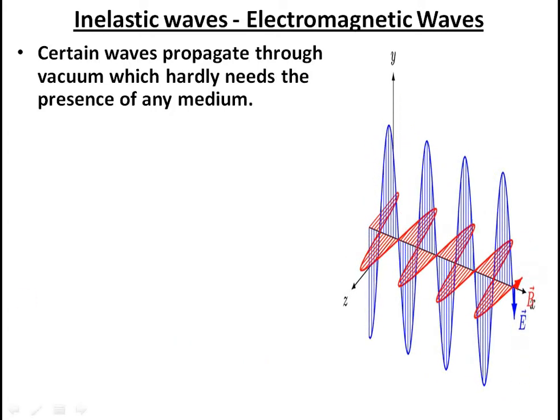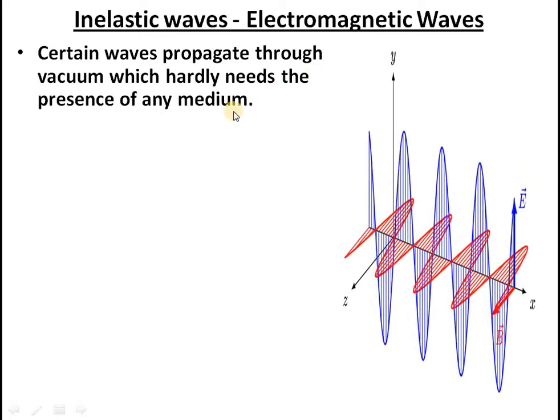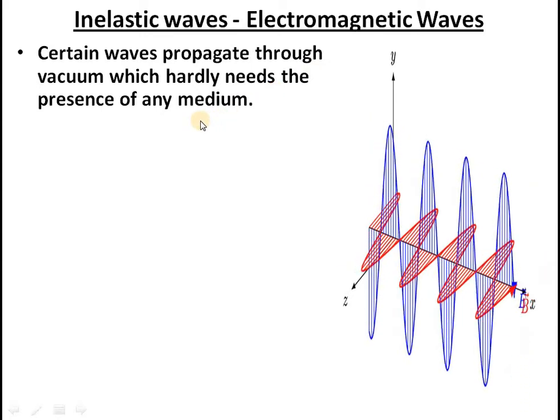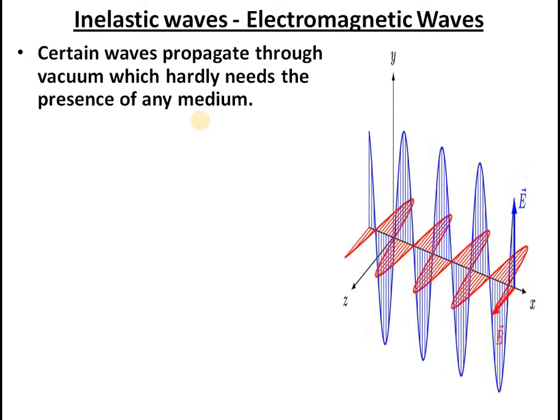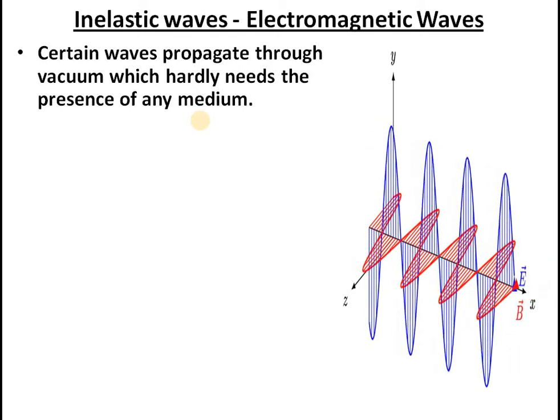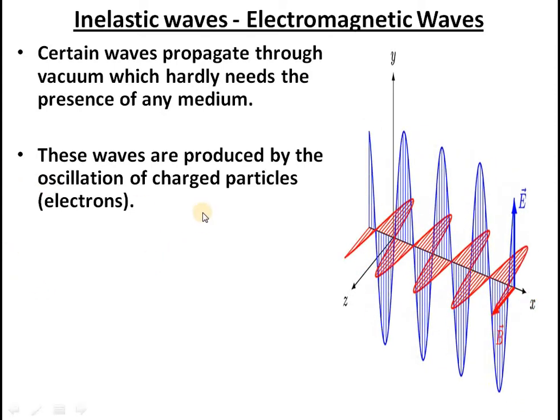So we say that such waves do not need the presence of any medium. Okay, they don't need the presence of any medium. An example is electromagnetic waves. And how are they produced? Actually, they are produced by the oscillation of charged particles.